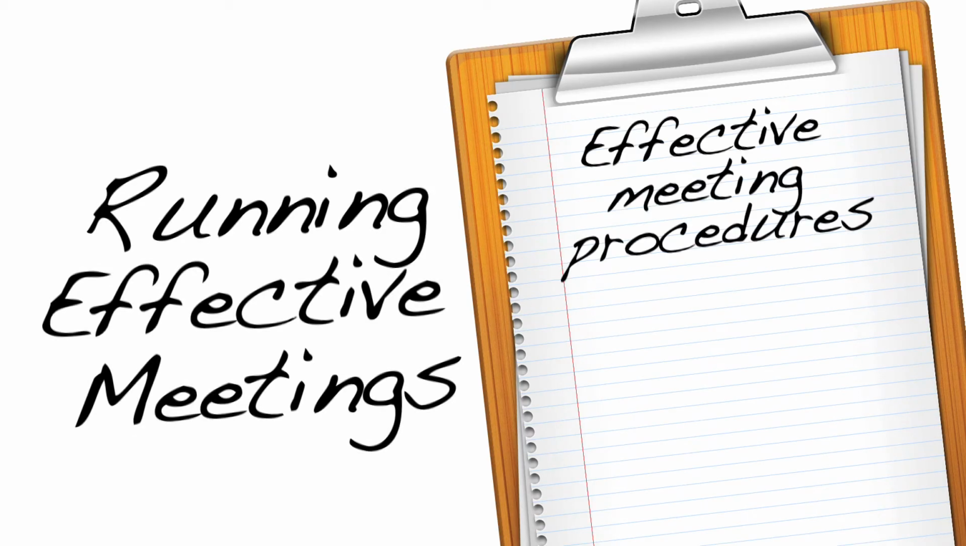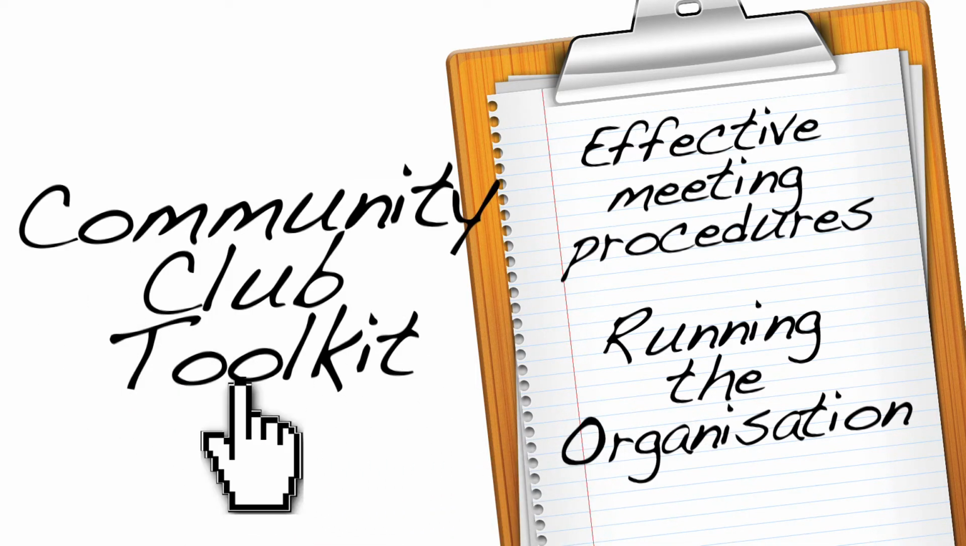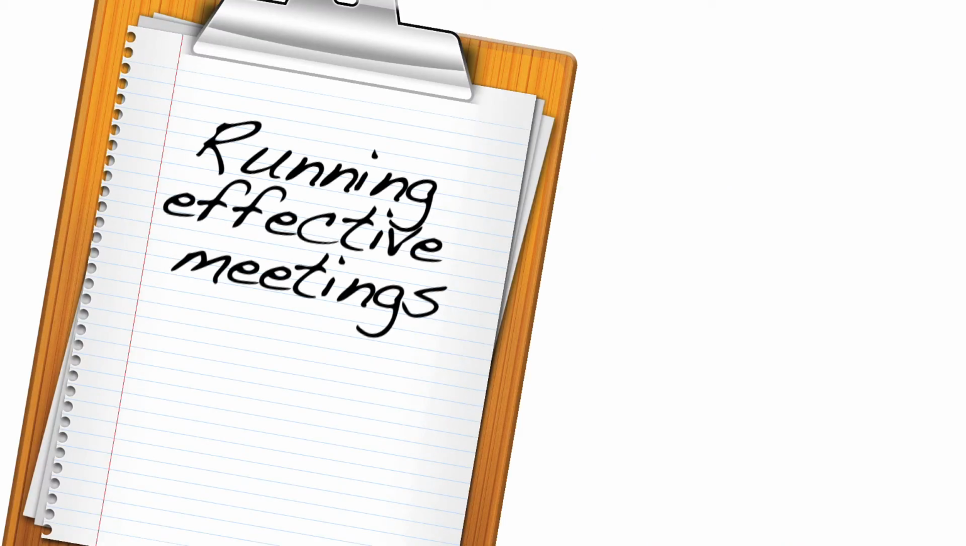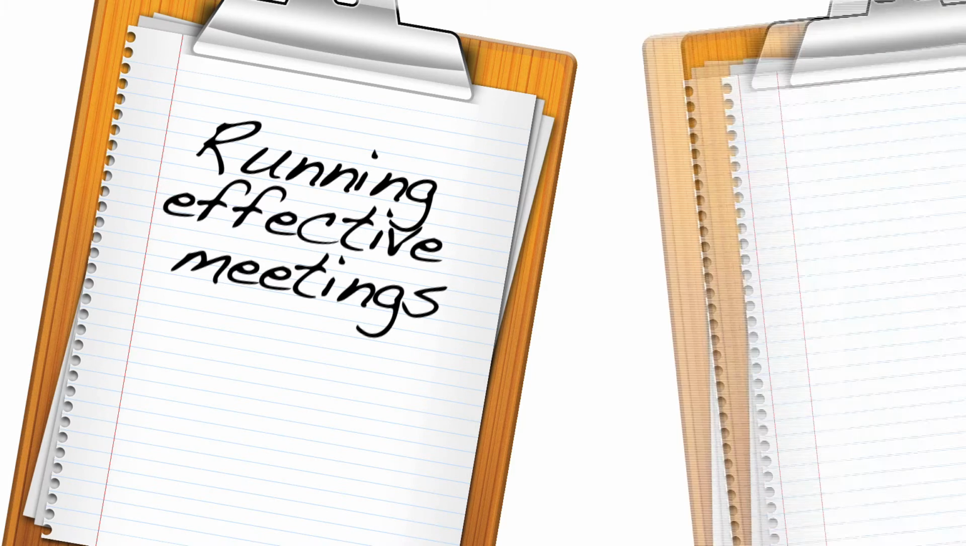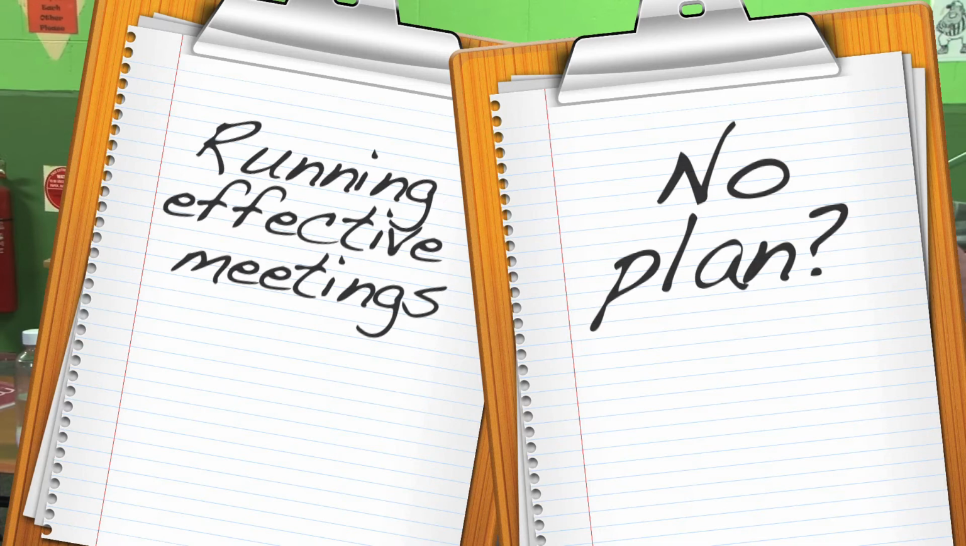This visual learning tool is based on the principles of effective meeting procedures as outlined in the Running the Organisation section of the Community Club Toolkit. If you hate going to meetings, it's probably because they're not properly run, or because you're nervous about not knowing what the proper procedures are. Like most things, if you don't have a plan, things can quickly go pear-shaped. Meetings are exactly the same.